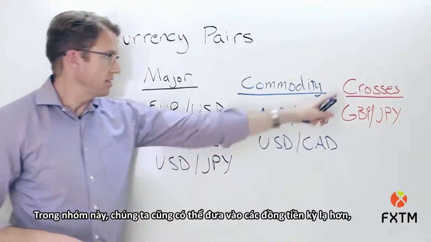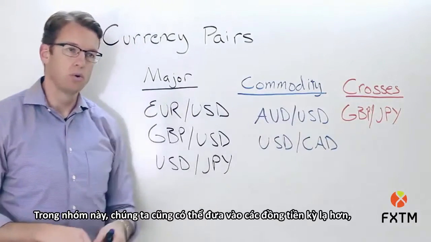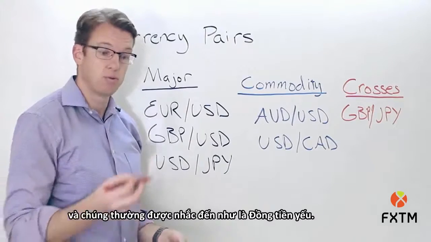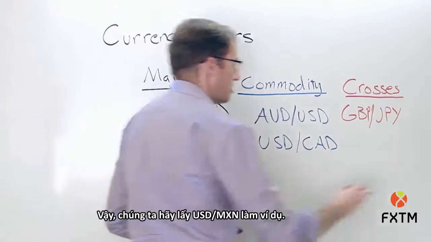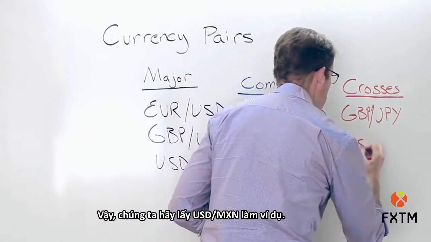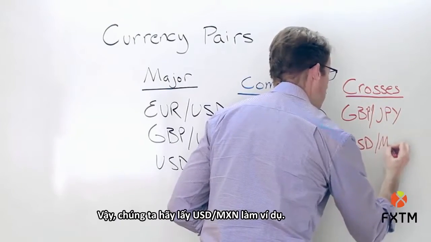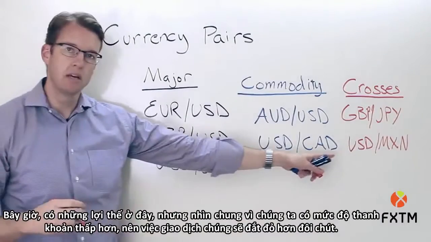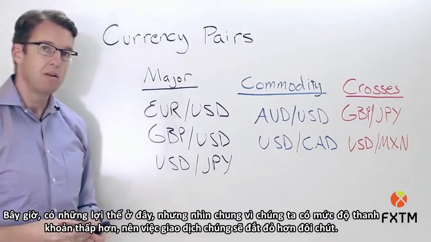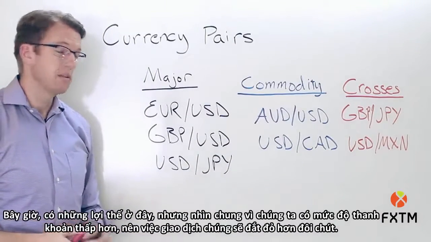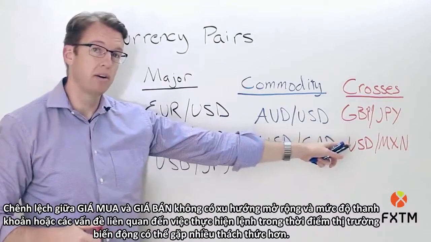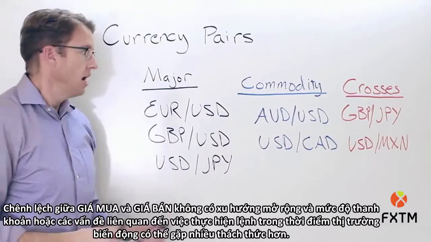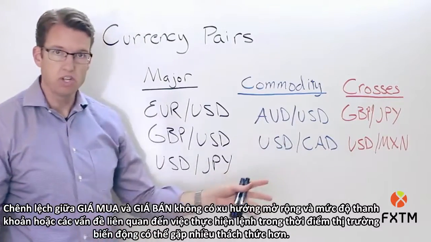Now, in this category, we might also throw currencies that are more exotic. And in fact, they're oftentimes referred to as exotics. So let's take, for example, the dollar to the Mexican peso. Now, there are advantages here, but because we have less liquidity, they will generally be a little bit more expensive to trade. The difference between the bid and the ask does tend to be wider, and illiquidity, or problems getting an order filled during market volatility, could be more challenging.